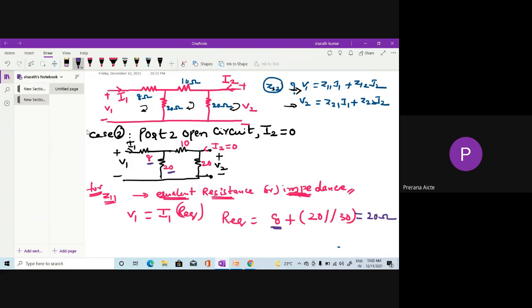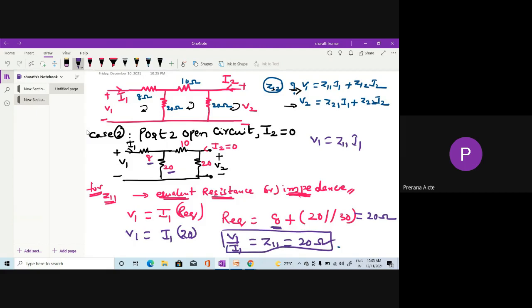So V1 is equal to I1 into 20. The Z parameter equation is V1 is equal to Z11 I1, right? So from this, V1 by I1 is Z11, that is equal to 20 ohm. See how easily you are obtaining Z11 without any mesh, without any nodal, just simply obtaining the answer. So just make a note, Z11 is equal to 20 ohms.